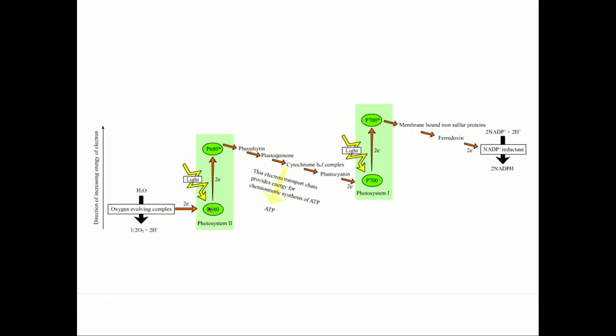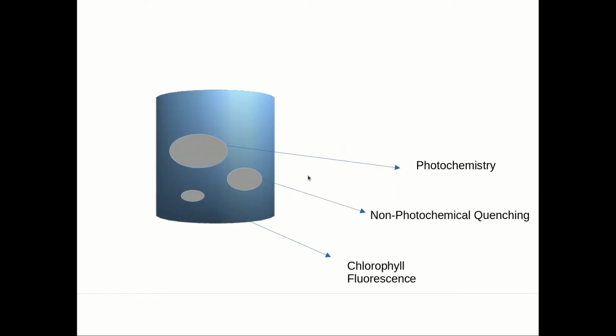And so we would like to know, of all the light that is hitting the plant and being absorbed by the plant, how much of it is going to this process of photosynthetic electron transport, and how much of it is going to other processes. So if you think about all of the light that is being absorbed by the chlorophyll in the plant as water in a barrel, there are several possibilities for where that water can go.